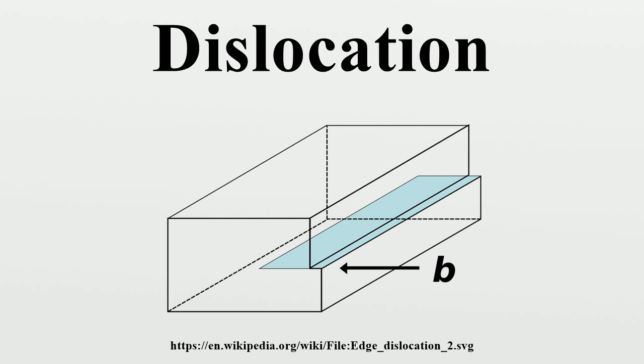If a vacancy moves next to the boundary of the extra half-plane of atoms that forms an edge dislocation, the atom in the half-plane closest to the vacancy can jump and fill the vacancy. This atom shift moves a vacancy in line with the half-plane of atoms, causing a shift, or positive climb, of the dislocation. The process of a vacancy being absorbed at the boundary of the half-plane of atoms, rather than created, is known as negative climb.